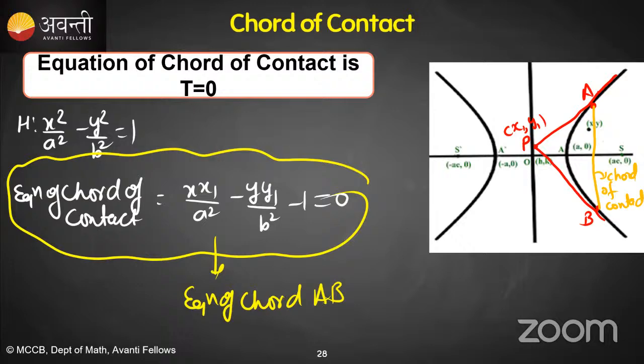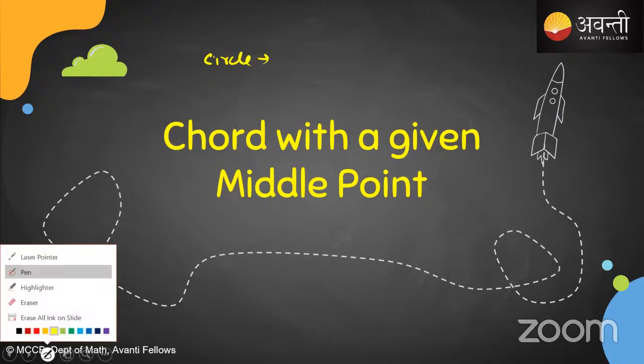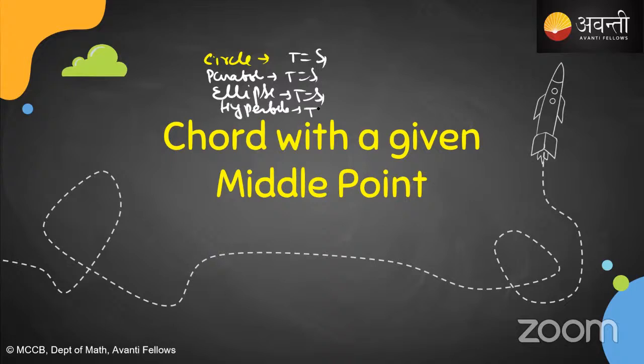If it is clear, then let's talk about the chord with the given middle point. Same thing. What is the chord with the given middle point? In circle, what was it? Can anybody tell me in the chat box? In circle, T equal to S1. In parabola, T equal to S1. In ellipse, T equal to S1. So what will it be in hyperbola? Did you see the pattern? T equal to S1 only.